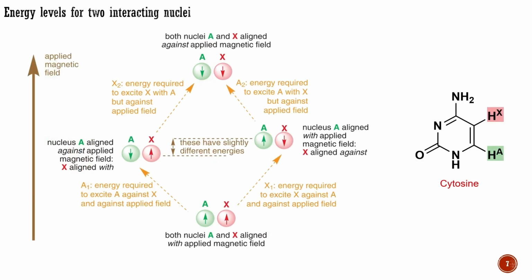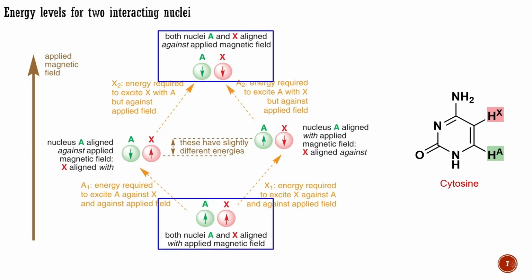But in cytosine the situation is different. Each hydrogen atom has another hydrogen nucleus nearby, and there are now 4 energy levels. Each nucleus of HA proton and HX proton can be aligned with or against the applied field. There is 1 lower energy level where they are both aligned with the field and 1 higher level where they are both aligned against the applied field.